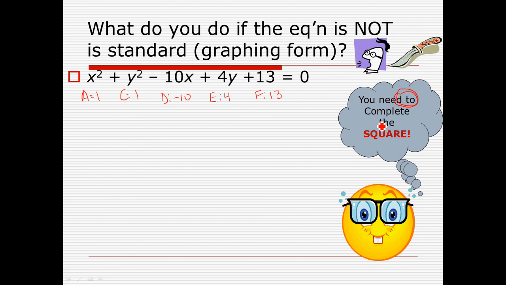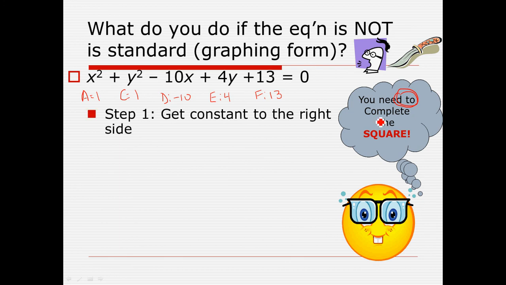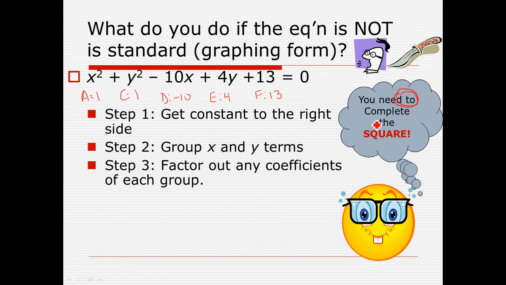I'm going to take the x things and y things and complete the square twice. This is my recipe. Some people like to work all on the left side with their algebra. I like to get my constant to the right side. Then I use the commutative property and I group the x and y terms. Then I factor out any coefficients. Right now my coefficients are just one of my squared groups.